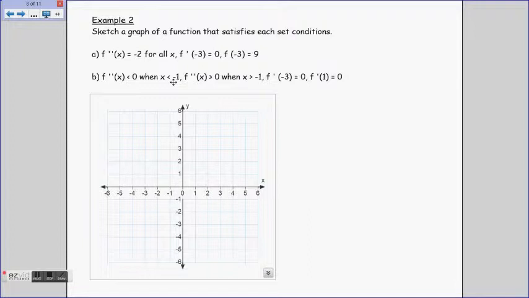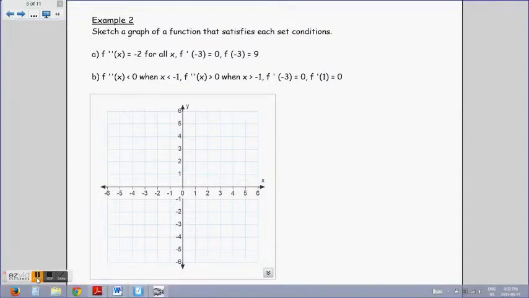In our second condition, f double primed at x is greater than 0 when x is greater than -1, which means it's positive, so we are concaving up on the other side of -1. So when x is greater than -1. Okay, so our last two conditions give us our critical points. Our critical points are going to occur at -3 and +1.